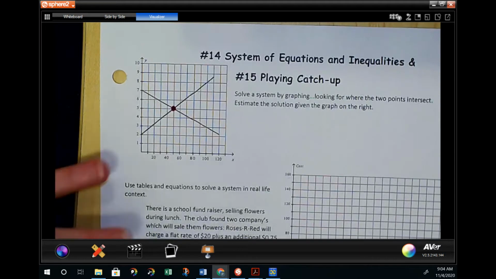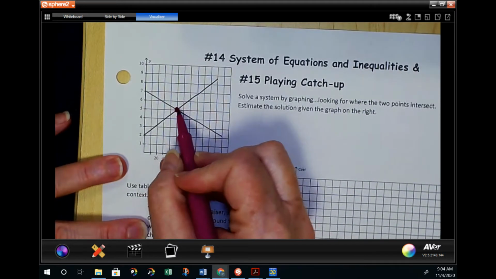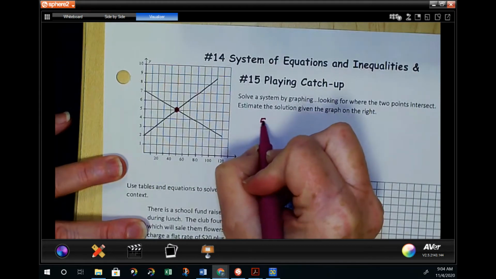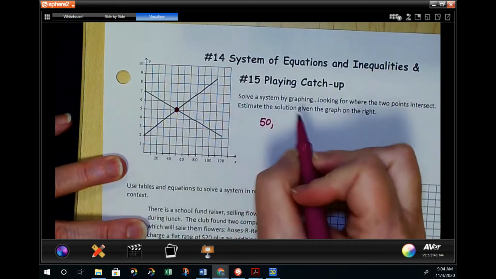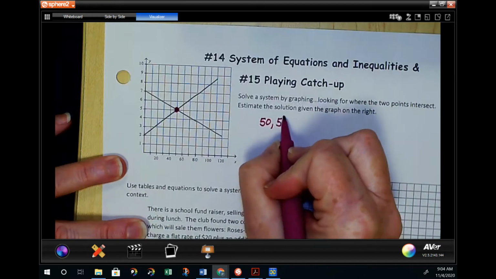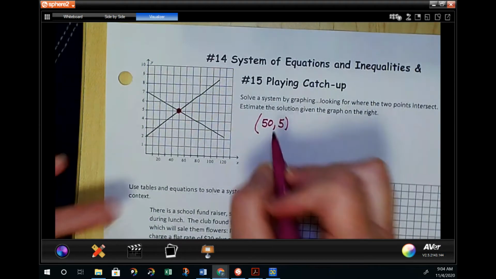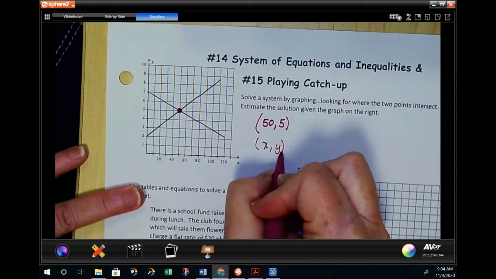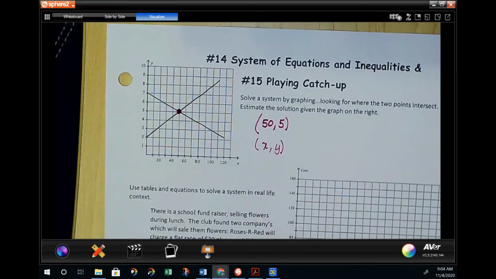And so if I just look at this, I'm going to say, oh, well, that x value between 40 and 60 is 50. And then that y value is 5. So that's my point. So remember that when you're writing a solution point, it's always x and then y.